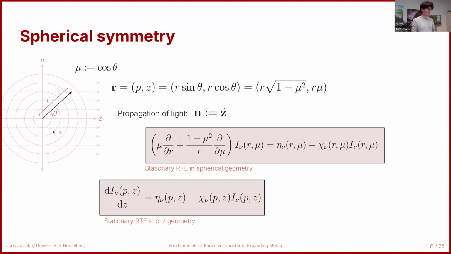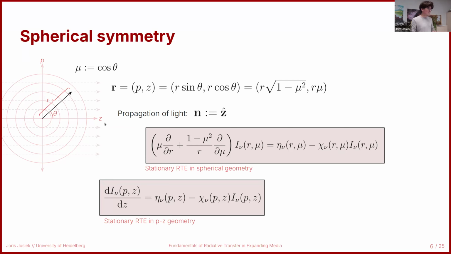One of those is the so-called PZ geometry, which is a Cartesian coordinate system where Z points to the right, or in general in the direction of the observer. The observer is located on the right of this diagram. And then P is this transversal coordinate, also called the impact parameter. You can parameterize every point in the stellar atmosphere by a PZ coordinate.